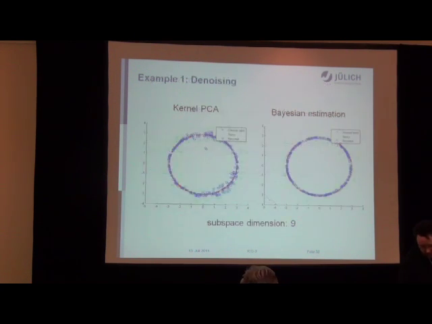So I show 2 examples. The left side is a classical Kernel PCA approach for image denoising. So the model is learned with the ground truth. And then the denoising is performed by embedding the input data and projecting simply on this 9-dimensional subspace. And on the right side, you see the results of the Bayesian estimation approach, where the components are also damped according to the relation between the variance of the prior and the variance of the noise.